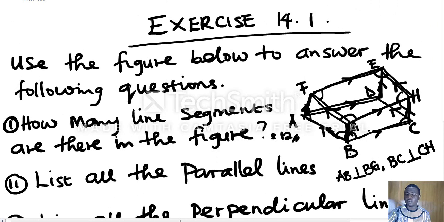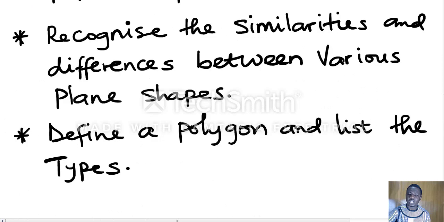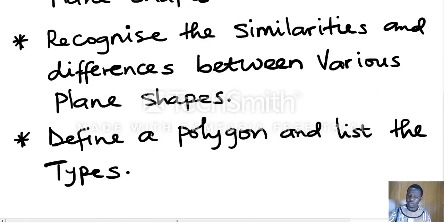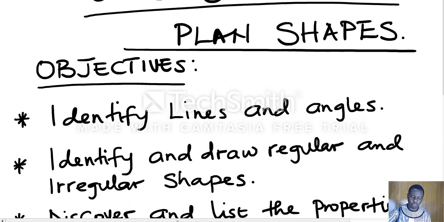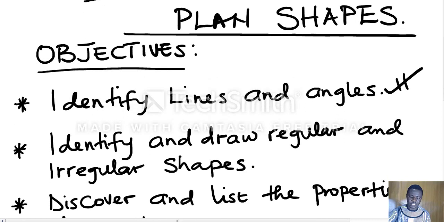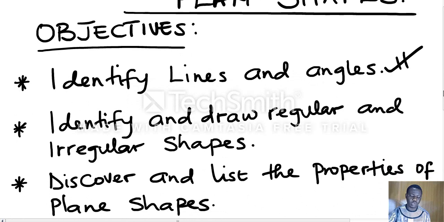That is where we'll end our lesson for today. In this lesson, we were able to meet some of the stated objectives. We were able to identify lines and angles. In our next class, we are going to continue with identifying and drawing regular and irregular shapes.